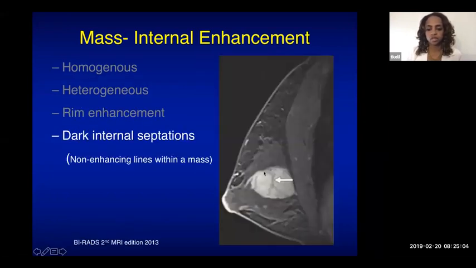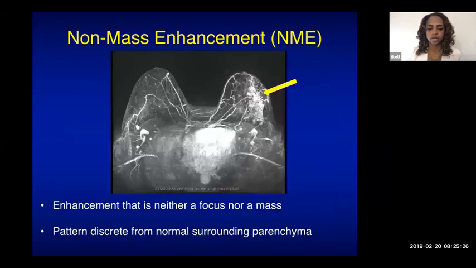Another type of internal enhancement is dark internal septations. You see non-enhancing lines within a mass. This usually indicates a fibroadenoma, but it's not pathognomonic, meaning if you see other features that are suspicious, or if the kinetic curve assessment shows that the mass is suspicious, it might still need to be biopsied, but usually we see dark internal septations with fibroadenoma.